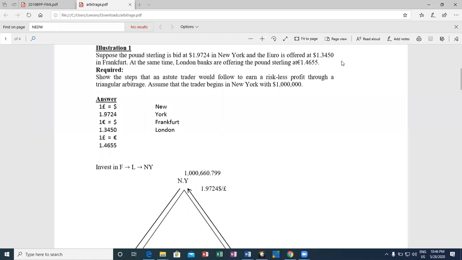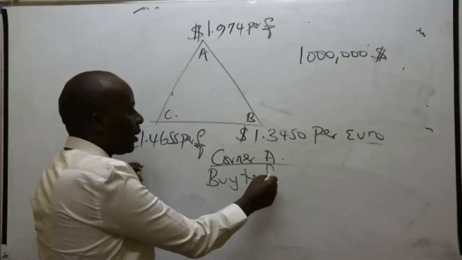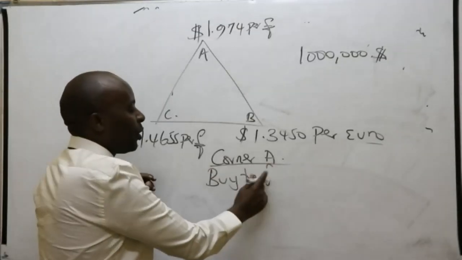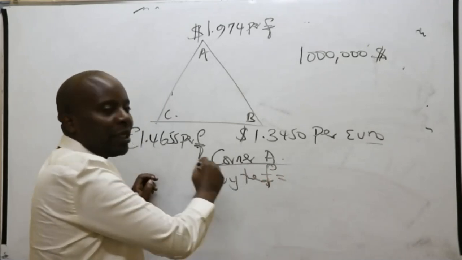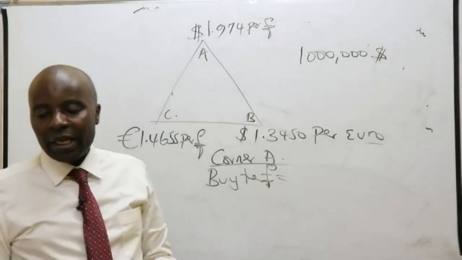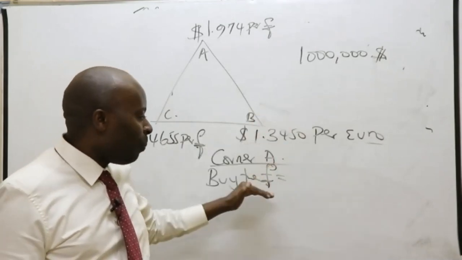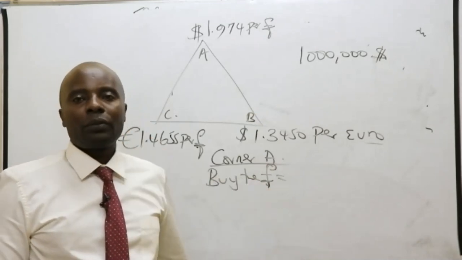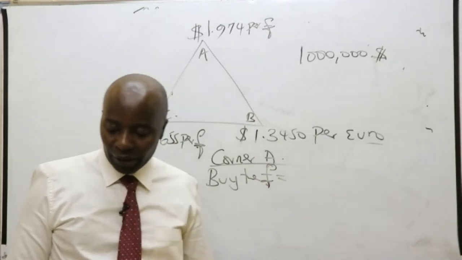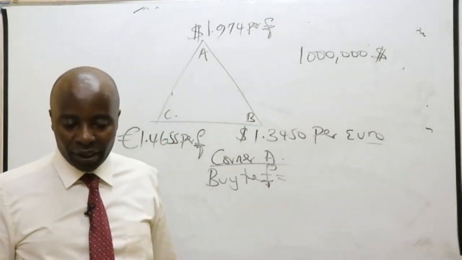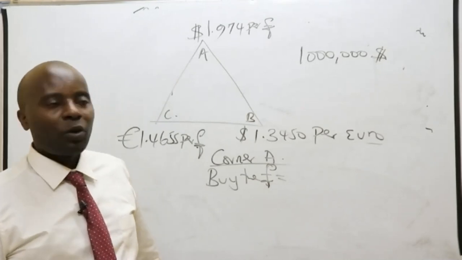So in this case here, corner A, they are telling me to start with corner A. So at corner A, I will buy the pound with these dollars. Buy the pound. So if you are buying the pound, ladies and gentlemen, could you kindly exchange that $1 million to pounds? I'm giving you 1 minute exactly. You change like that, because you have told me to work with A.